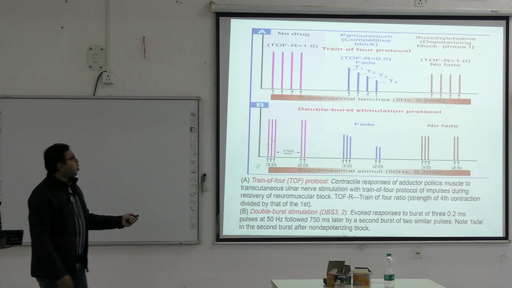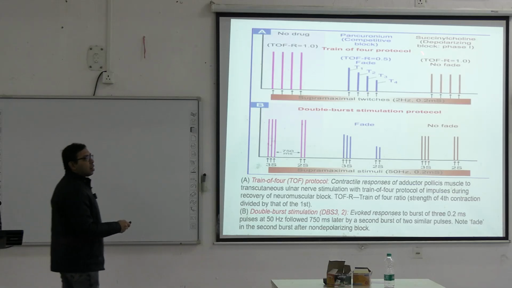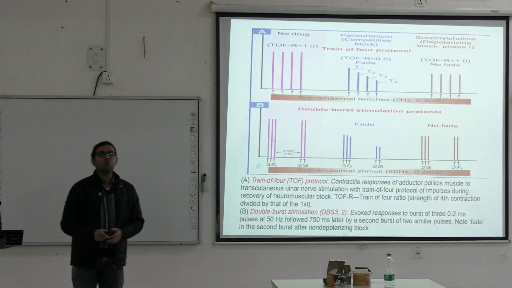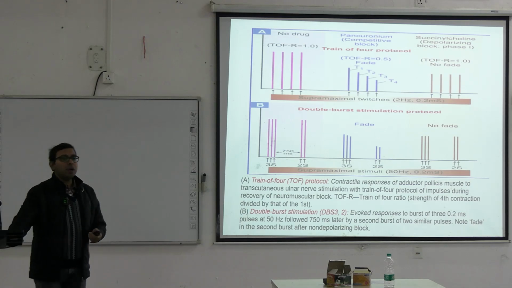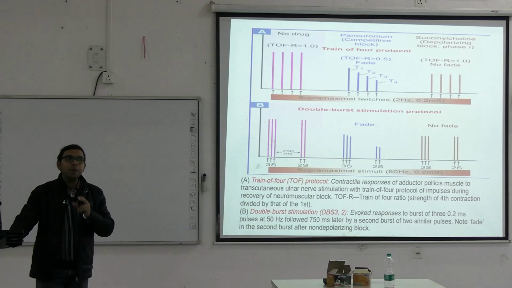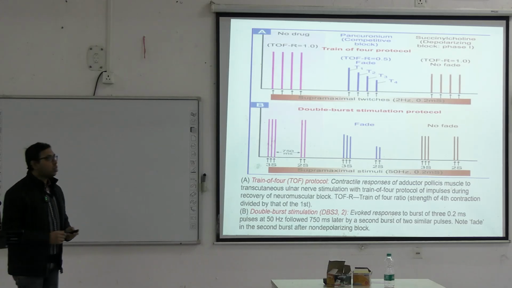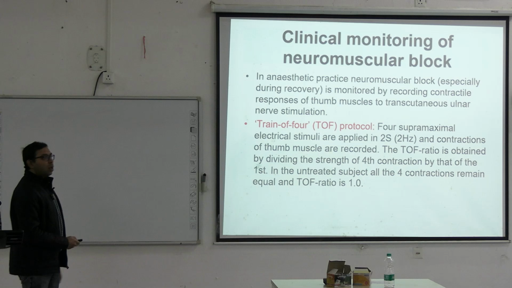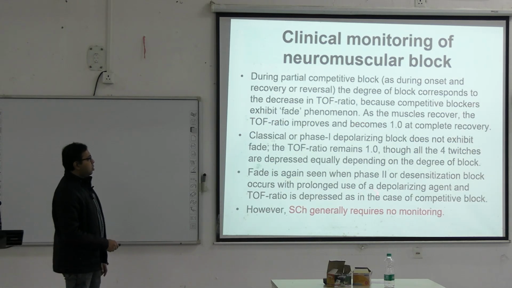There are some other protocols like the double burst stimulation protocol, etc. Details are not required. So this is about the train of 4. All these usually help us see whether the patient is back to normal or not, and also it is clearer for you to understand the difference between the competitive blocker and the depolarizing blocker. What is the fading, and why in the depolarizing blocker there is no fading. Okay, train of 4 protocol. So the same thing as a difference.